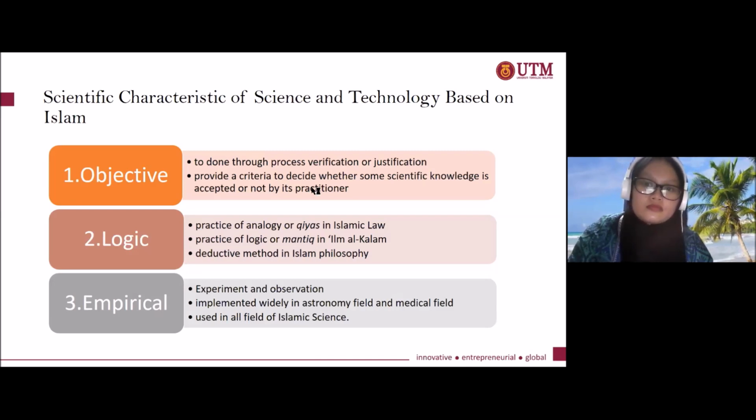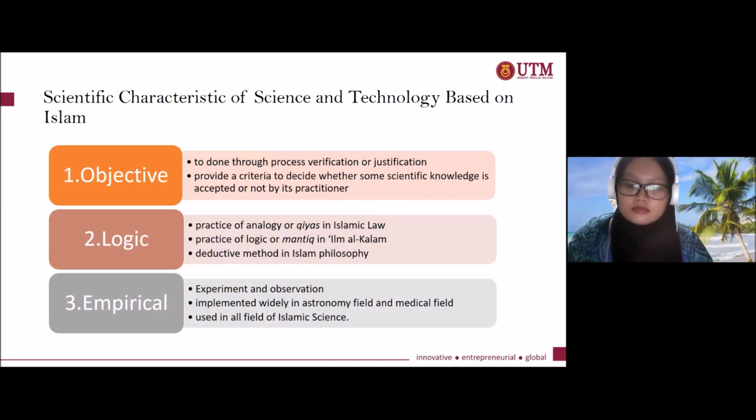Assalamualaikum. So let's move to the scientific characteristics of science and technology based on Islam. There are six characteristics. First is objective. So in science and technology, Islam has to do a process of verification and justification. And Islamic science is objective because it provides criteria to decide whether some scientific knowledge is accepted or not by its practitioners.